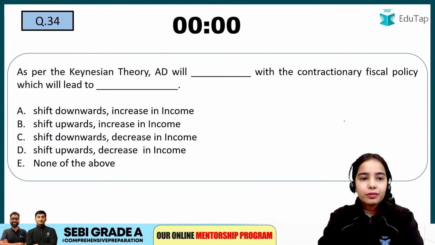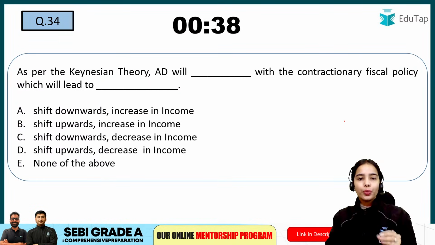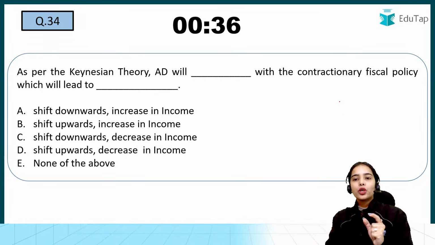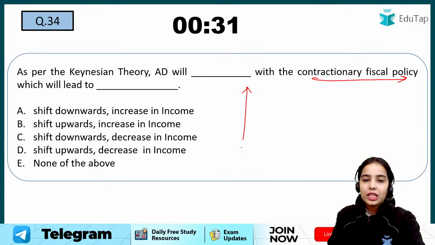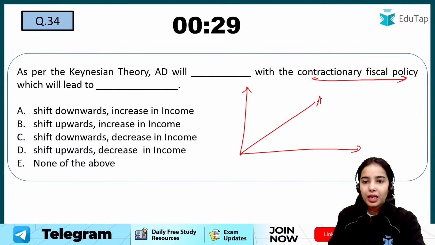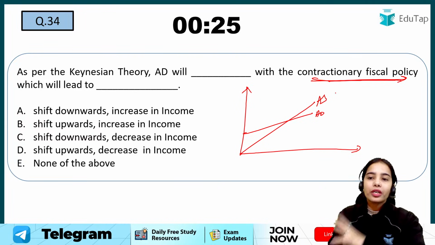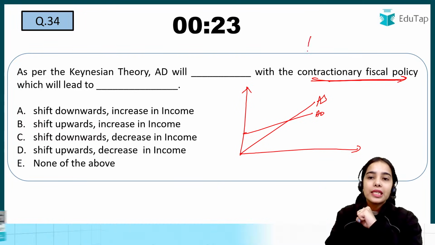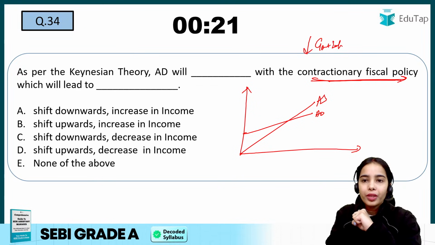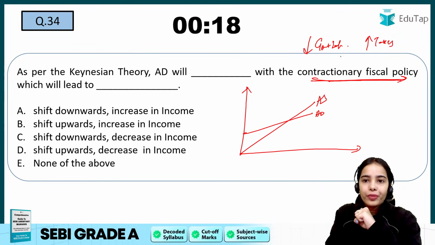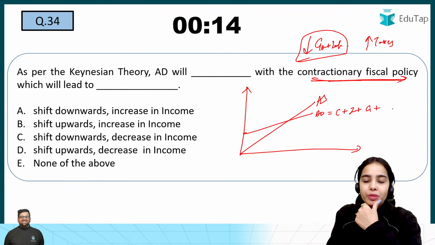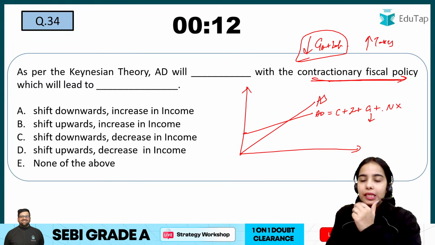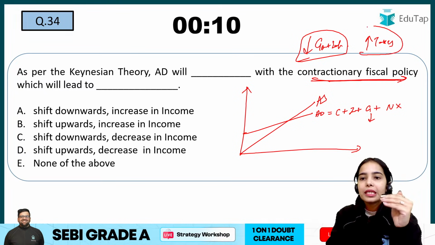Okay. Now, as per the Keynesian theory, aggregate demand will dash with the contractionary fiscal policy. This will lead to what? So as per the Keynesian theory, this is the aggregate supply, this is the aggregate demand. Now there is contractionary fiscal policy. Contractionary fiscal policy means what? That there is decrease in government expenditure or there is increase in taxes. Aggregate demand is consumption plus investment plus government expenditure plus net export. So the government is decreasing the government expenditure or the government is increasing the taxes.